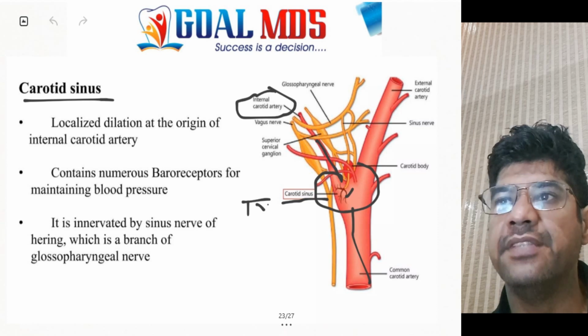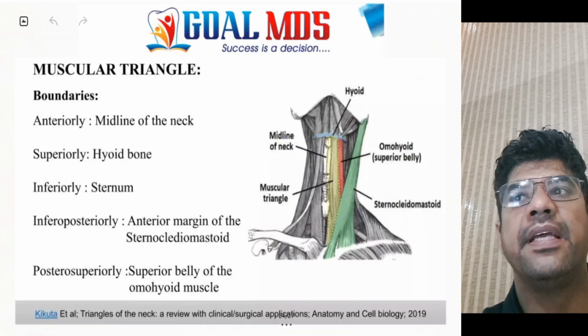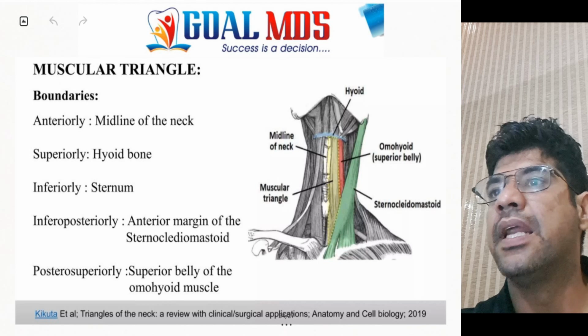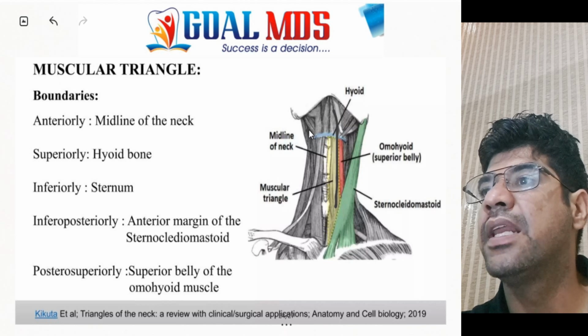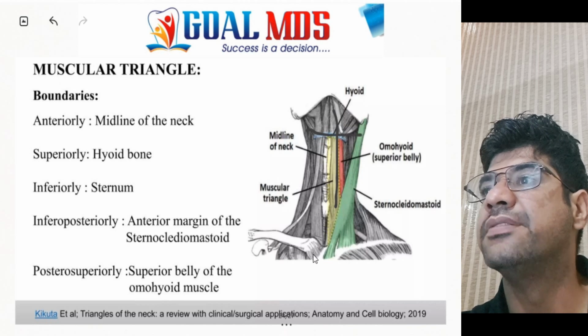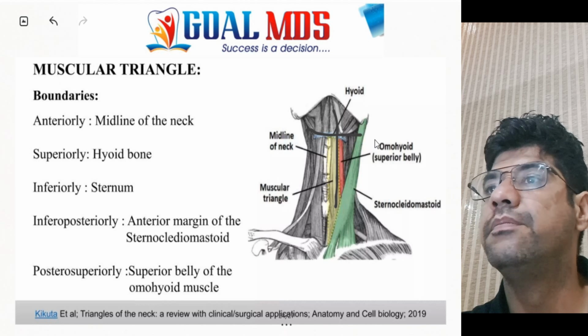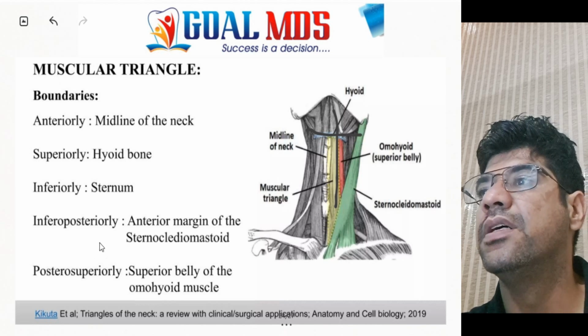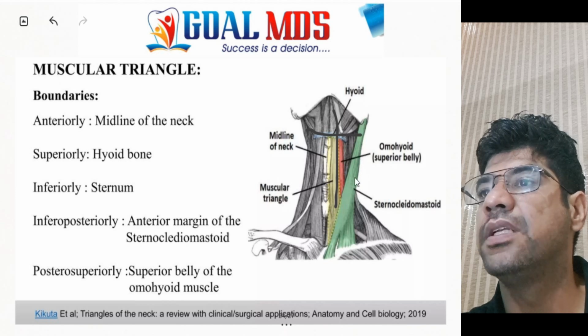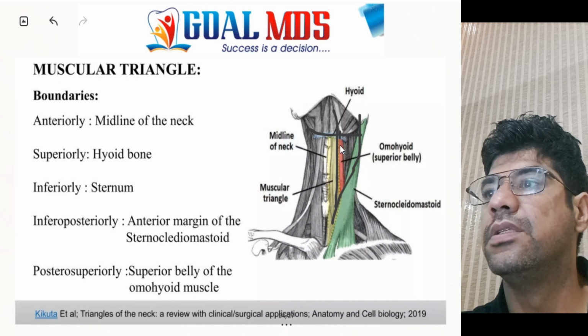Next and the last triangle is the muscular triangle. The boundaries: anteriorly, there is the midline of the neck. Superiorly, there is the hyoid bone. Inferiorly, there is the sternum. Inferior posteriorly, the anterior margin of the sternocleidomastoid muscle, and posterior superiorly is the superior belly of the omohyoid muscle.